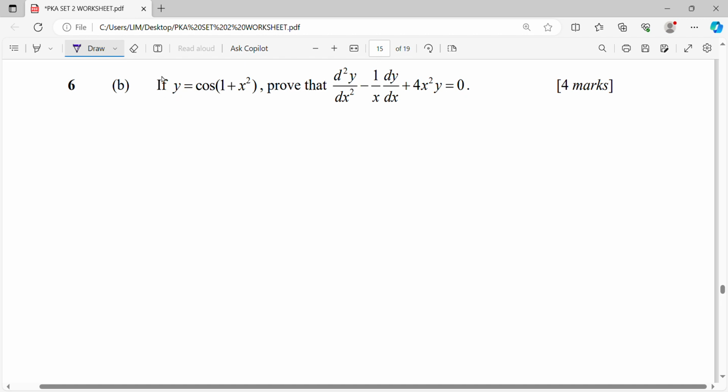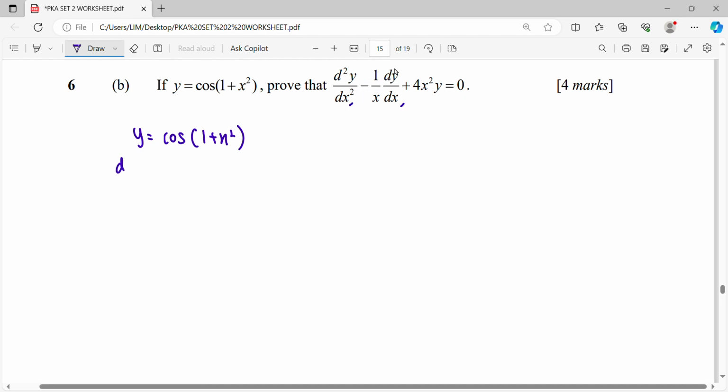If y equals cos of (1 plus x squared), prove that the second derivative minus 1 over x times its first derivative plus 4x squared y equals 0. So what we need to do is find its first derivative and second derivative.